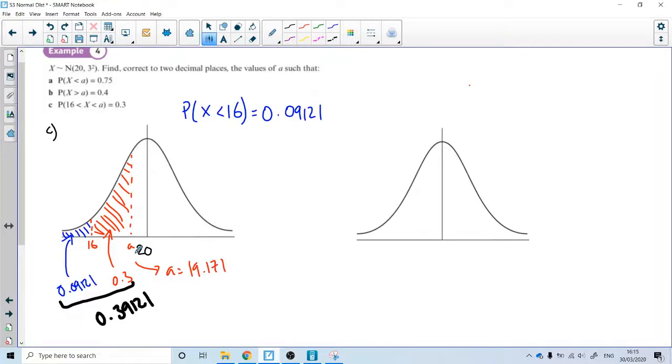So that does confirm to us the fact that a is to the left of 20. I also could have told that because as soon as I knew my blue area was 0.09121, if I add on the area in between 16 and a, that total probability there is less than a half, which means that I have to be to the left of 20.